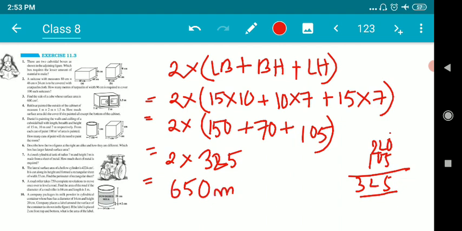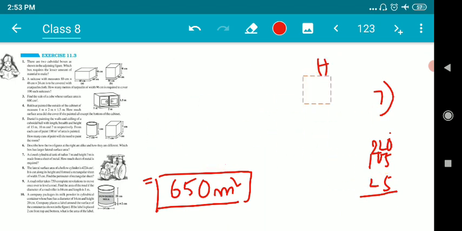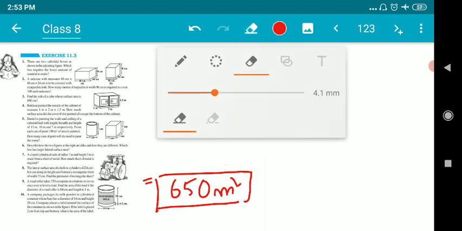650 meters square. This is the area of all 6 walls. But right now from here we have to subtract the area of the floor. The area of the floor looks like a rectangle, so we'll find out in this way.